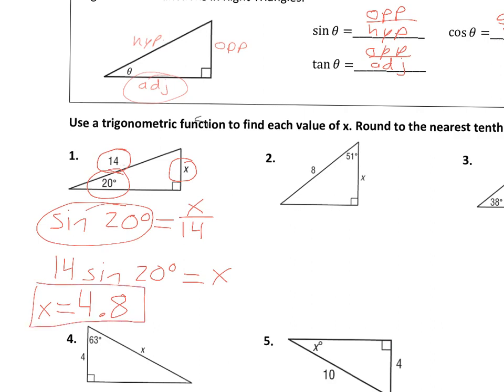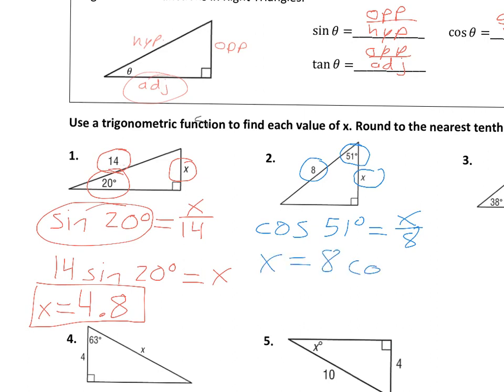Okay, for number 2, we have an angle, we have the adjacent side, and we have the hypotenuse. So what uses adjacent and hypotenuse? Cosine does. Cosine of 51 degrees equals adjacent over hypotenuse. Multiply the 8 to the other side.